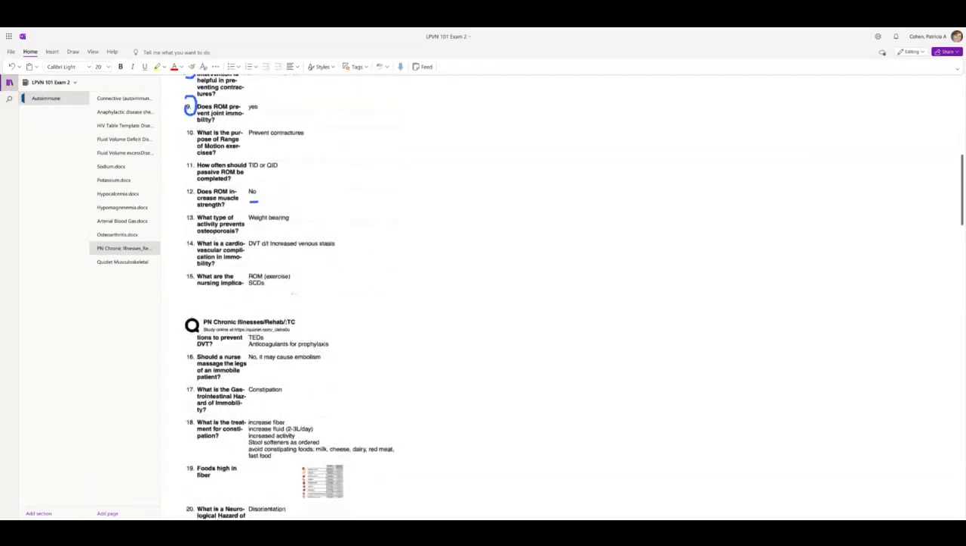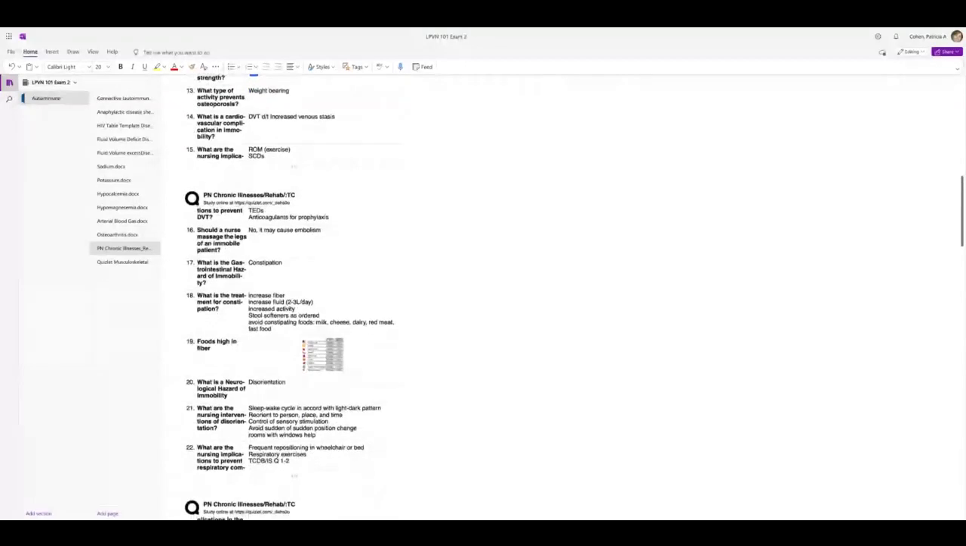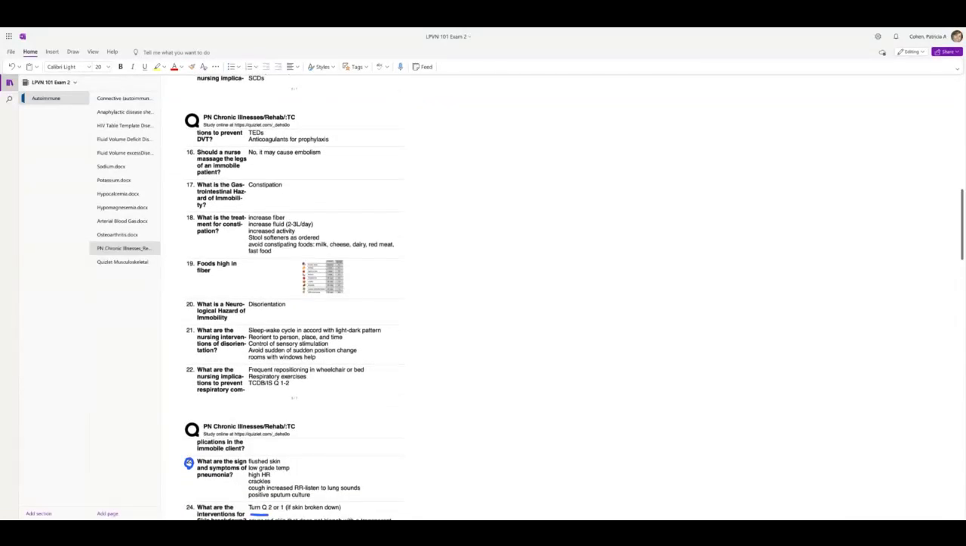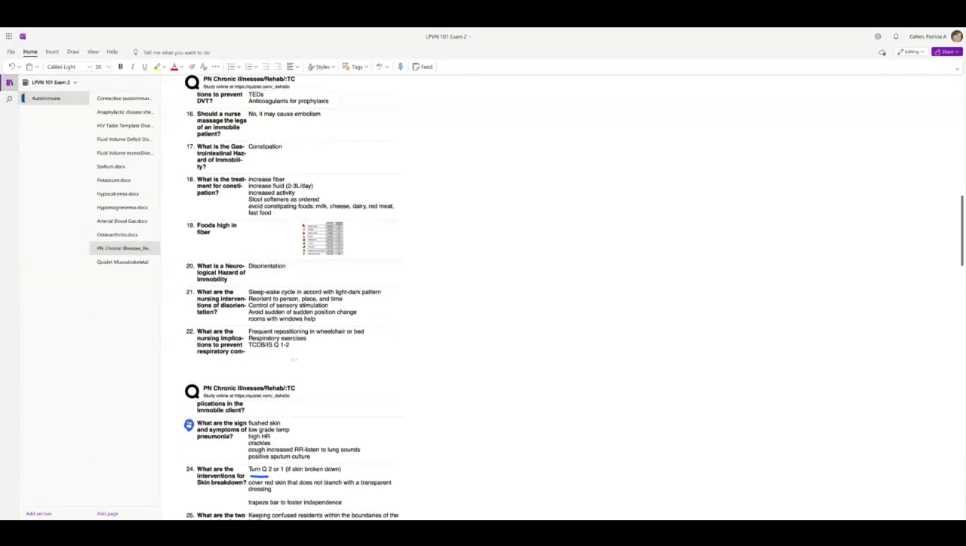All right, so you know how to prevent DVTs, the prophylaxis, the TEDs. If somebody has constipation, increase their fiber and fluids, increase their activity. We always do that first before we do stool softeners, and avoid constipating foods like milk and cheese, okay?